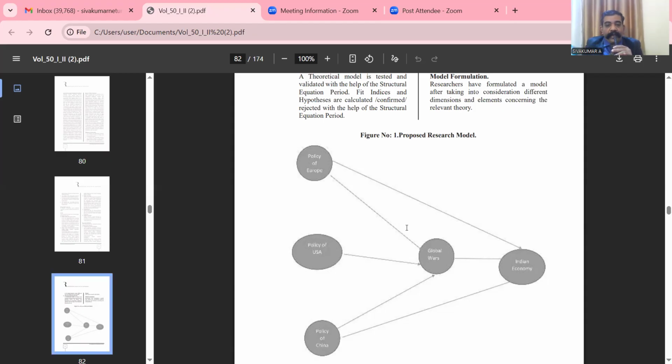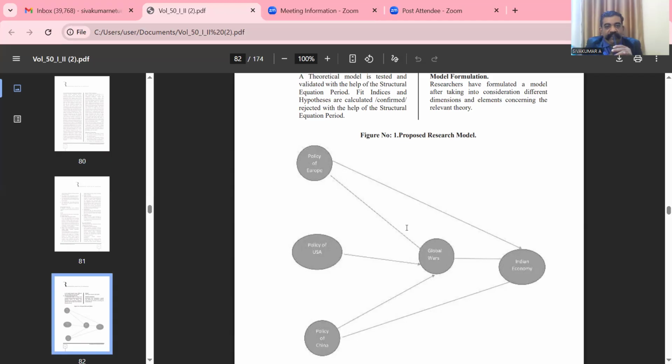Okay, how can we develop a theory? On the basis of objective evidence and the literature review, we can develop a theory. I have developed a theory on the basis of the existing literature. You can see the factors. I have already told you about the factors in our previous classes.